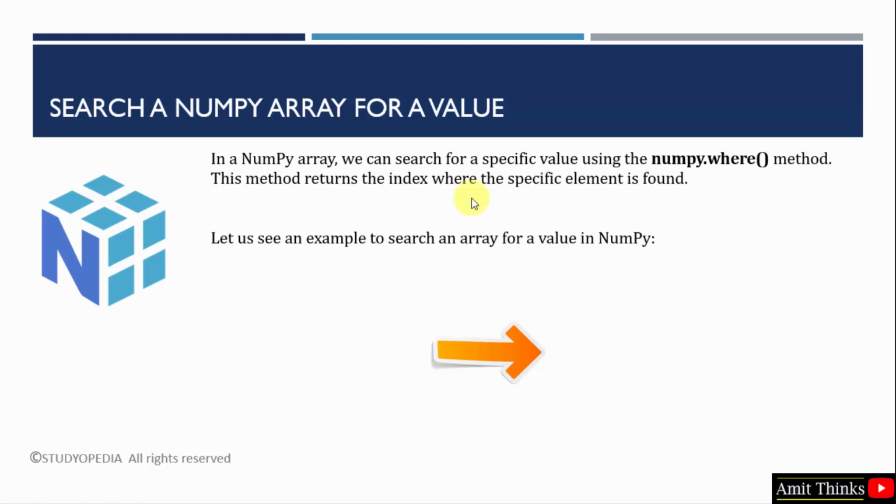What will it return? It will return the index where the specific element is found. That is, let's say you are searching in a one-dimensional array, it will display you the exact index where the element is found. That's it. So we will see an example to understand the concept.